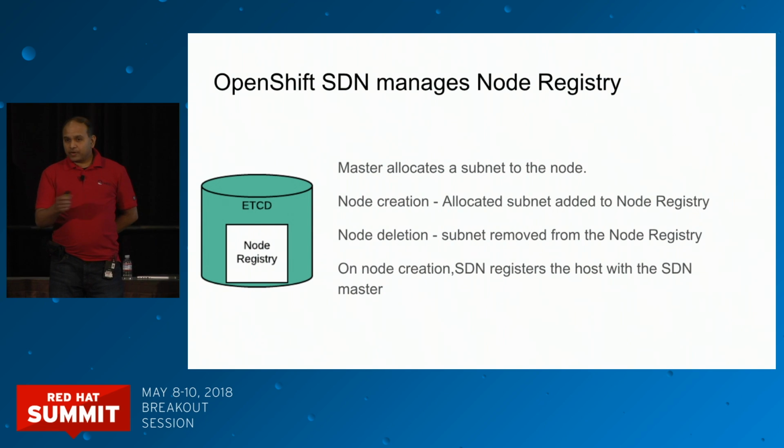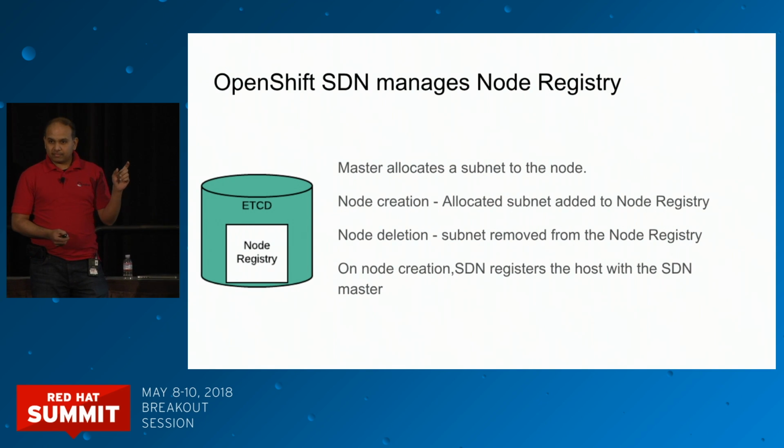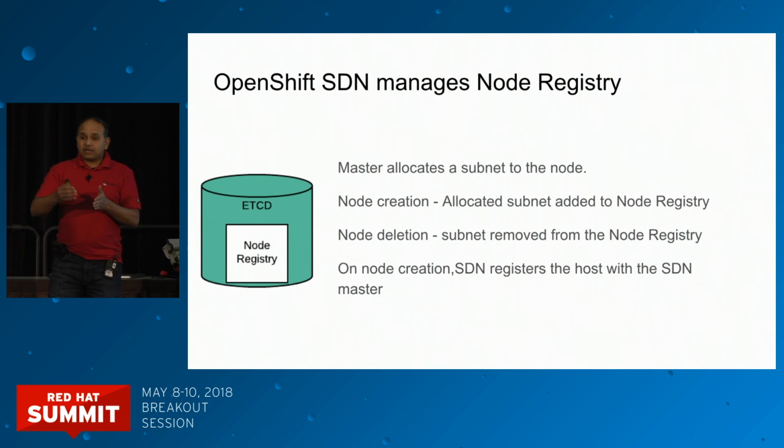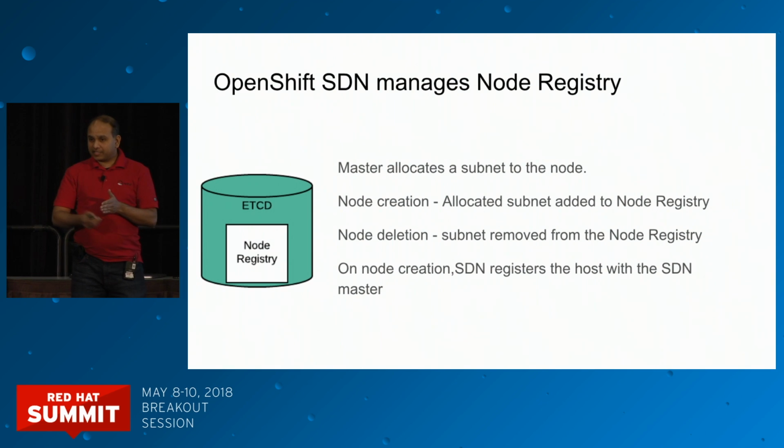Since most of you are using OpenShift, you know that there is an etcd, which is the data store where the entire configuration about your cluster is stored, right? Part of that etcd is a node registry. And that node registry is the place where the network-related configuration gets stored.